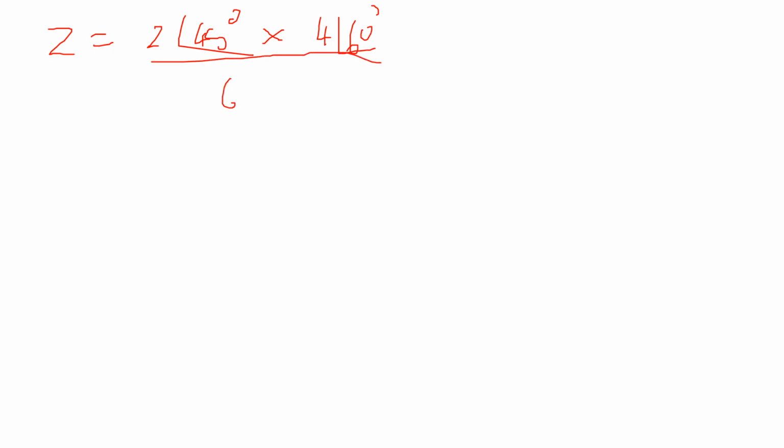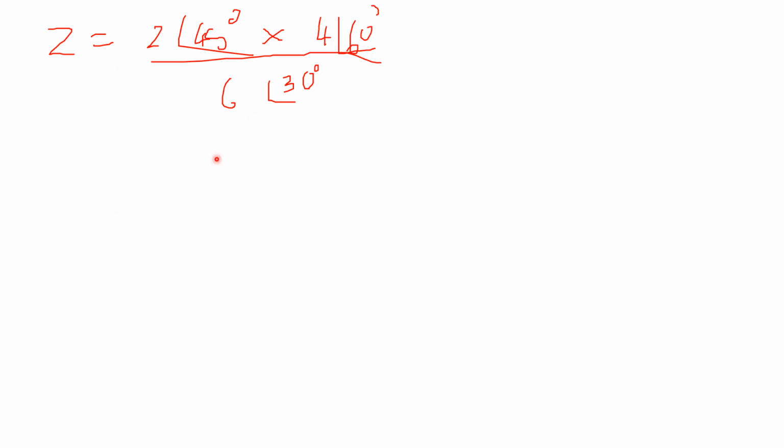Okay, so question number 2 says to simplify and leave the answer in rectangular form. So basically we have to simplify this complex number: Z equals 2 at an angle of 45 degrees, multiplied by 4 at an angle of 60 degrees, all divided by 6 at an angle of 30 degrees. They say we must simplify this expression and leave the answer in rectangular form.